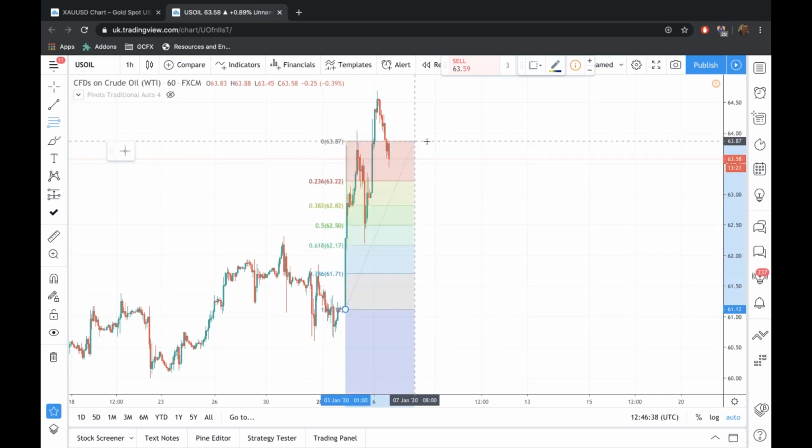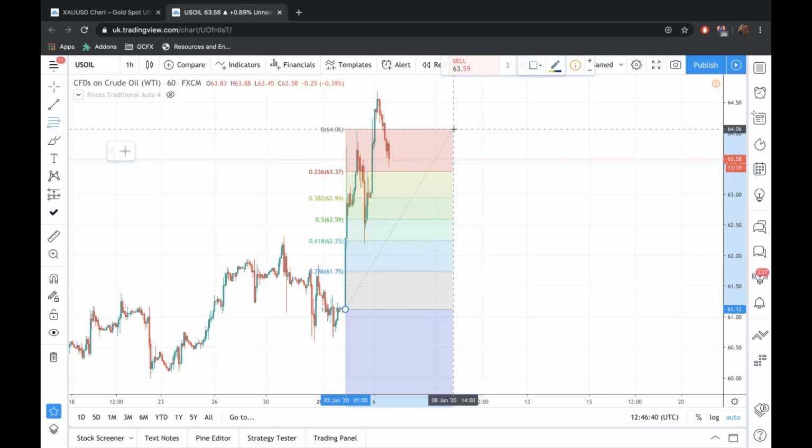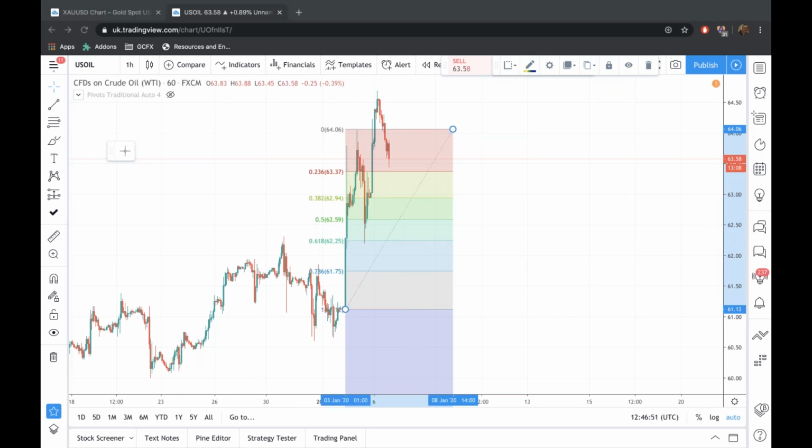Unless it's a huge event, you don't want to get sucked into that. Instead, just draw a Fibonacci retracement on the move, and this is exactly what I did. And I did a Fibonacci retracement on the move, put it up to the recent high, and then moved at 618. And I'll tell you where I got in.